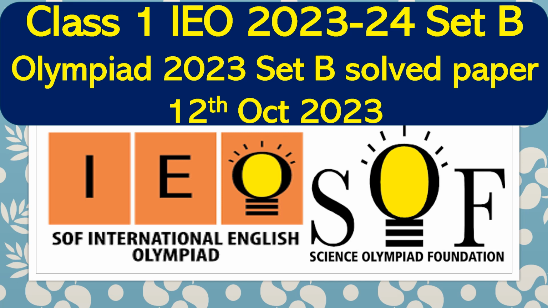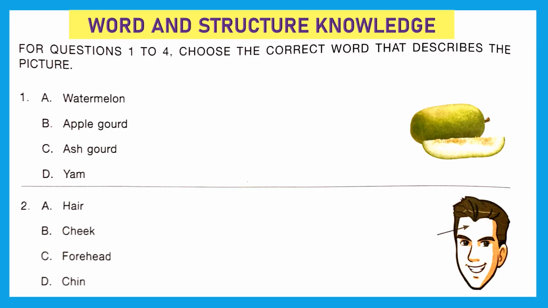We'll solve today Class 1 IEO, that is English Olympiad 2023 Set B question paper that happened on 12th October. So let's solve and understand the answer key for that. First section is word and structure knowledge. For questions 1 to 4, choose the correct word that describes the picture.